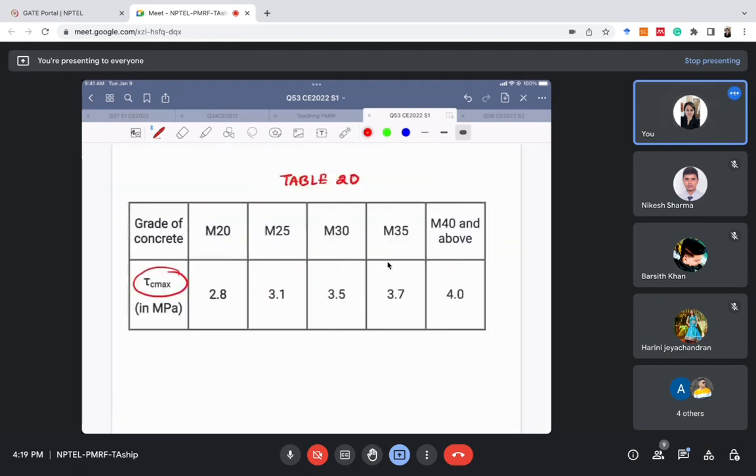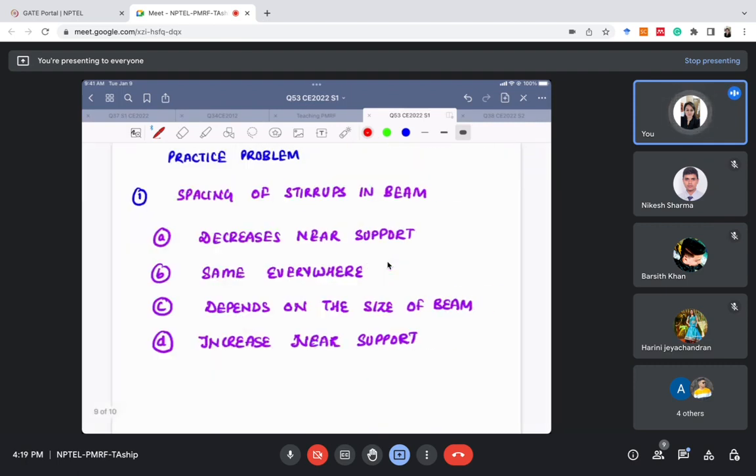This is one more question from this section. The question is about the spacing, which I think is also a GATE question, or it can be asked in future. The spacing of stirrups in a beam: four options are given to us: decreases near the support, same everywhere, depends on the size of the beam, or increases near the support.